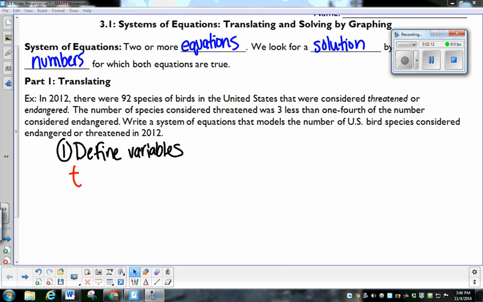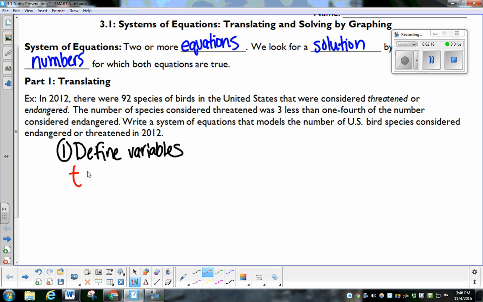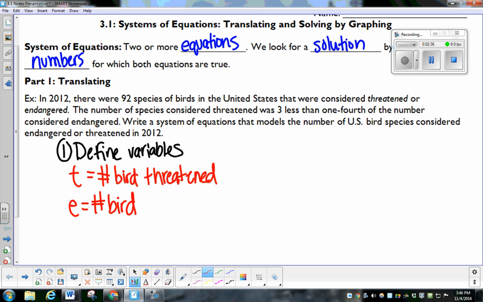Okay, so our first variable that we have is the number of bird species that are considered threatened. So I'm going to use T to represent the number of bird species that are threatened. And yes, you do have to write this out. Then we have the bird species that are considered endangered, so I'll use an E for the number of bird species that are endangered. Number threatened and number endangered.